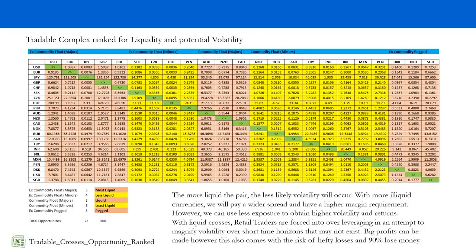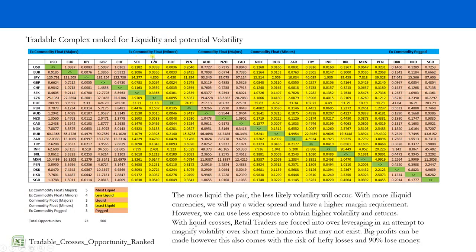What we have here is the non-tradable complex, so screenshots of the spreadsheet that you have access to in the downloads area. And what this leaves us with is a situation where we can now define in an even more specific way. So we can start to define ex-commodity floating majors. Now what that means is that the currency is a floating regime. It has diversity in its exports, so it's not dependent on one or two commodity prices. And it's considered a major currency by retail brokers.